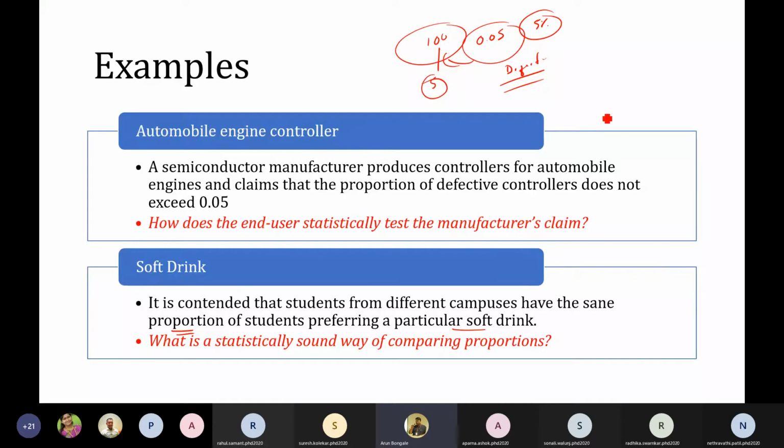If I have two groups, group 1 and group 2, a proportion of this group prefer some soft drink, and it is the same as the second group with the same proportion. So this is what I need to check, right? Ultimately, in essence, in both these examples, we need to check the parameter, the proportion, right?